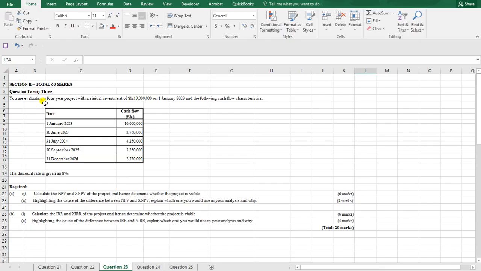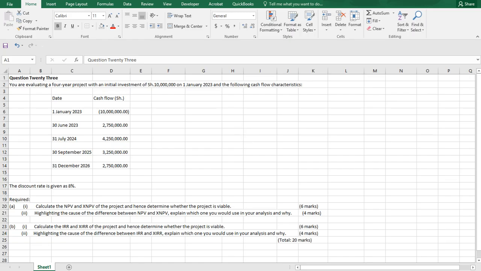Question number 23, and this is what I want us to look at. This is question number 23 in our final. This was an exam that was examined in December 2022, practical paper. So let's jump and see what you're supposed to do. In this question, you are told that you are evaluating a 4-year project with an initial investment of 10 million on 1st January 2023 and the following cash flows characteristics.